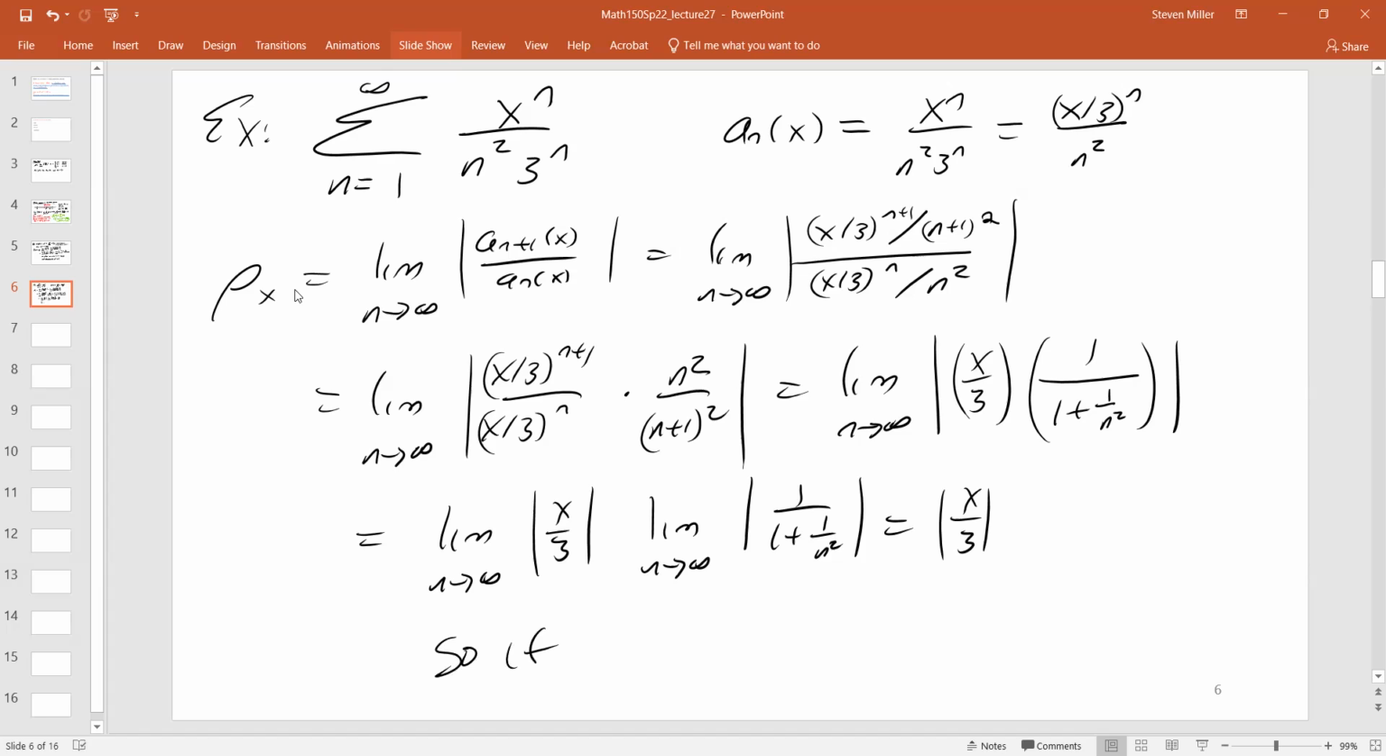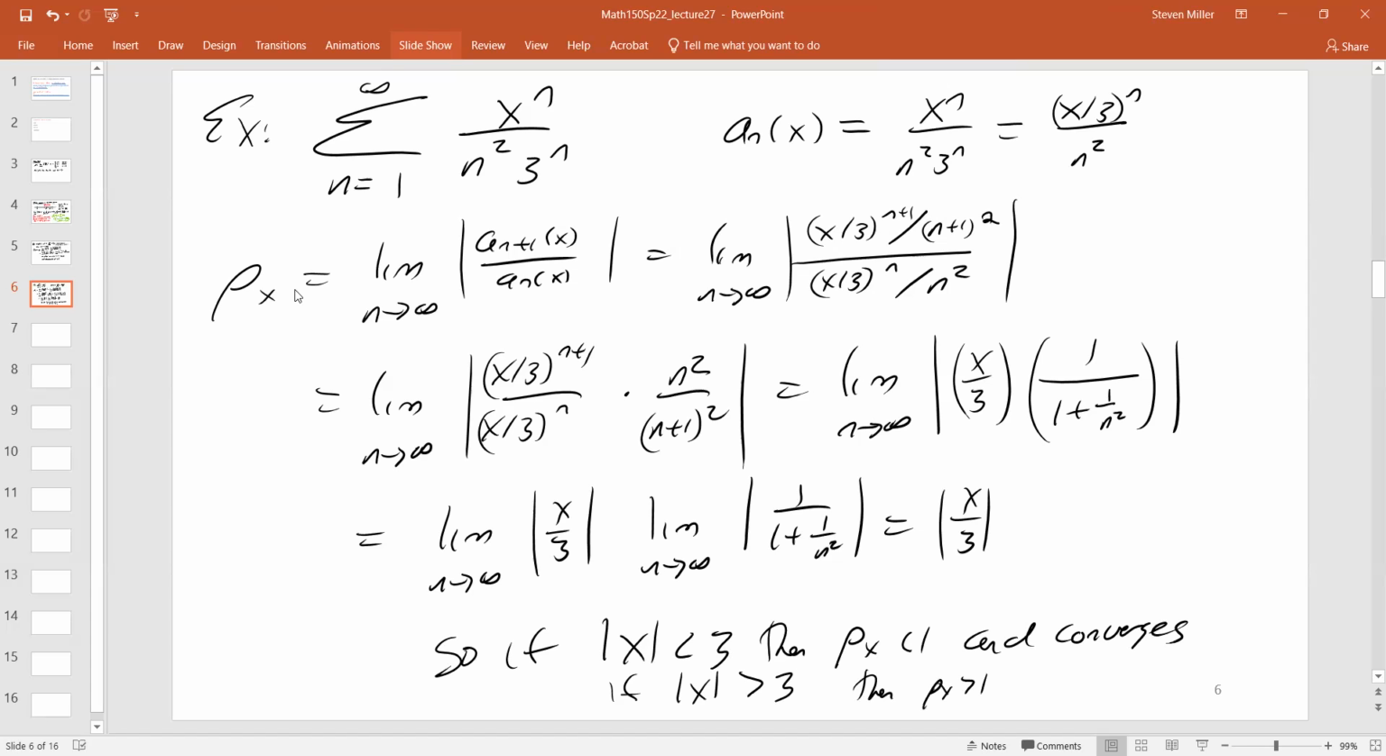So, no, you're close. Yes. So if the absolute value of x is less than 3, then rho of x is less than 1 and converges. If the absolute value of x is greater than 3, then rho of x is greater than 1 and diverges. Okay. So this is how we would use rho for this.